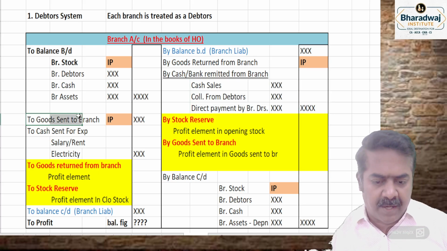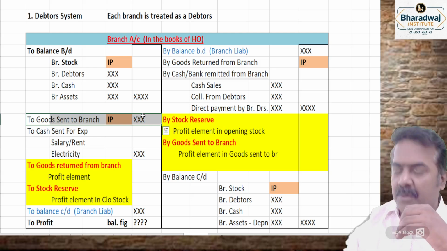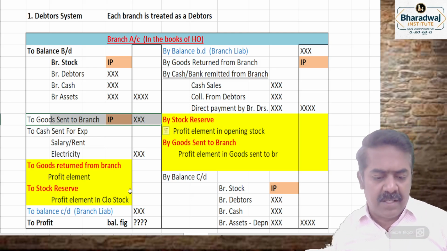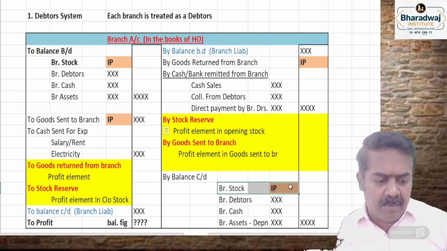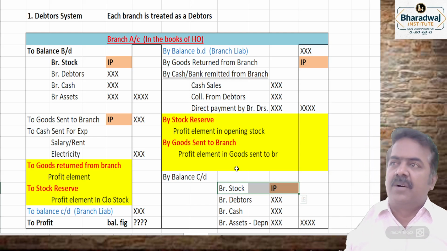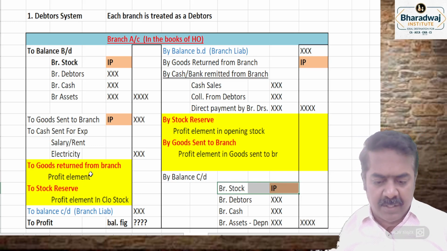Sometimes goods sent to branch may be missing. At that time they will give you opening stock details, sales details, closing stock details, and other things. Based on that, we have to work out the goods sent to branch. Sometimes closing stock may be missing, where you have to prepare a stock account or a working note to find out the stock at invoice price or whatever.